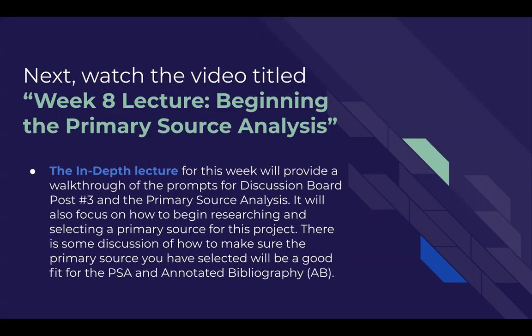We will also focus on how to begin researching and selecting a primary source for this project. And there is some discussion of how to make sure the primary source you've selected will be a good fit for the PSA and the annotated bibliography, or AB, which is the third of the 3 core assignments, and will really rely on you still making use of the same primary source that you select to work with in the PSA, but more on that later.